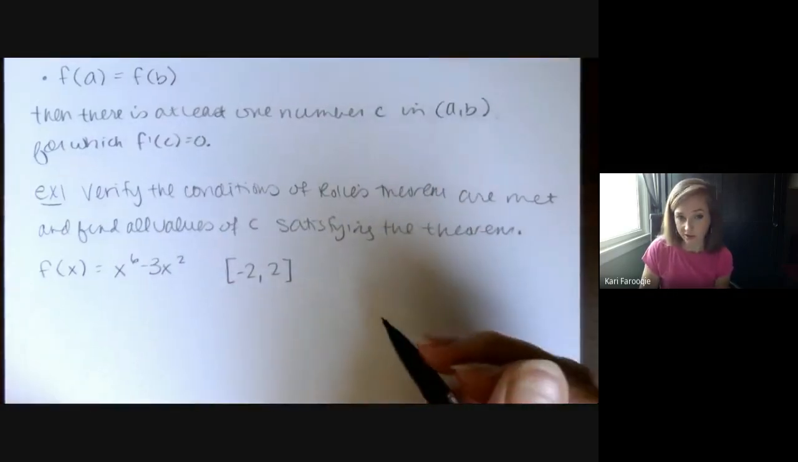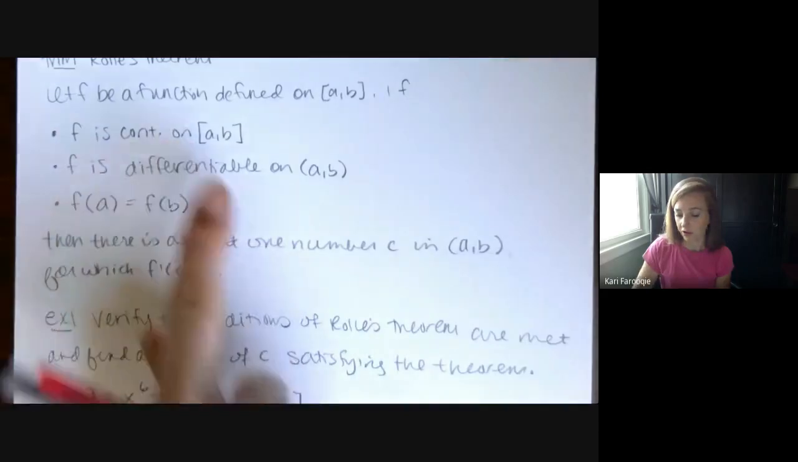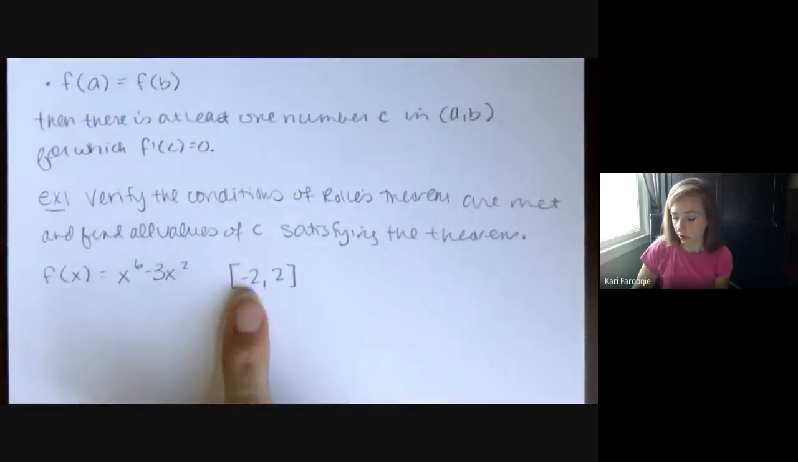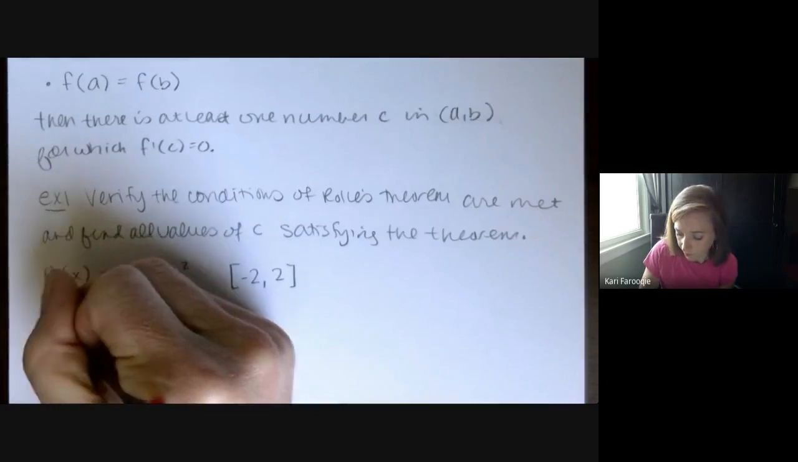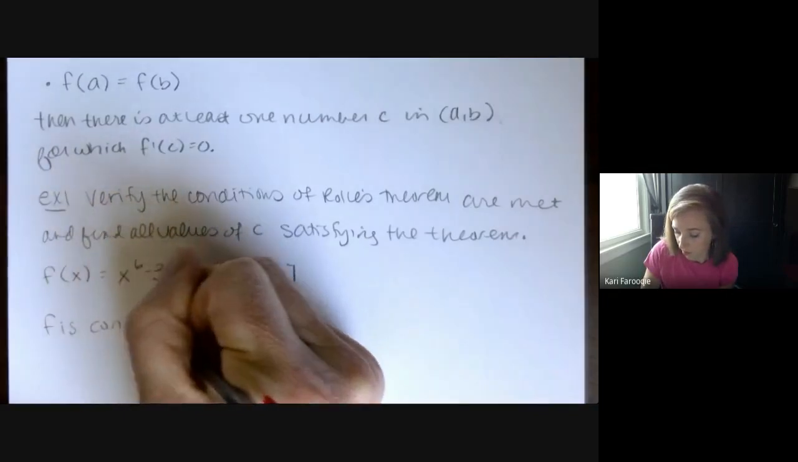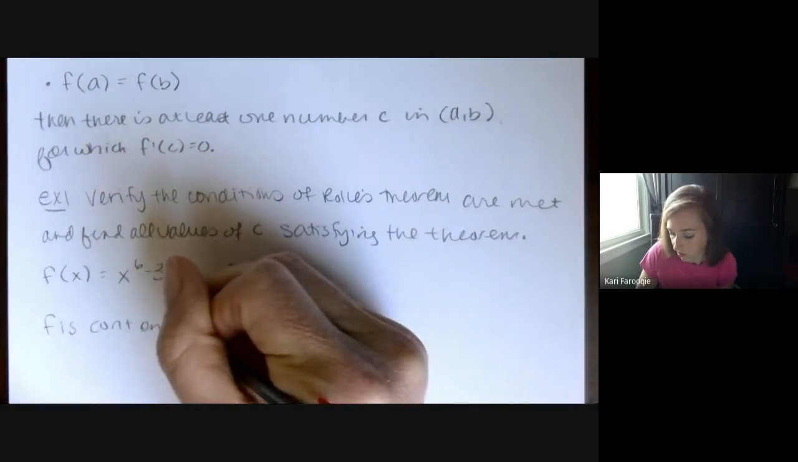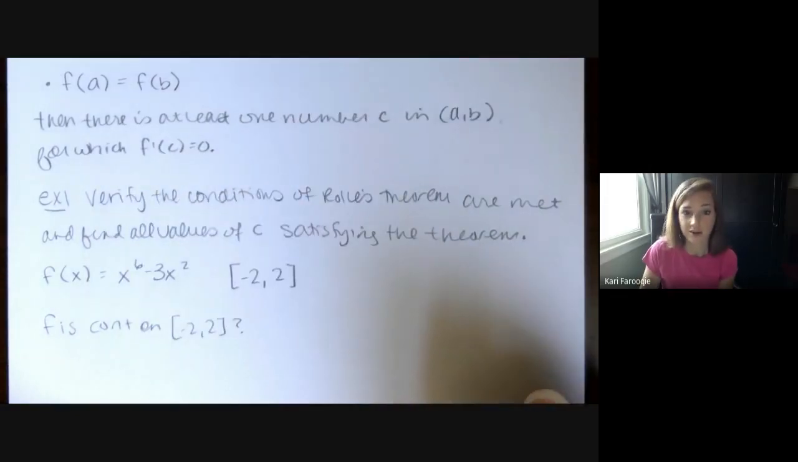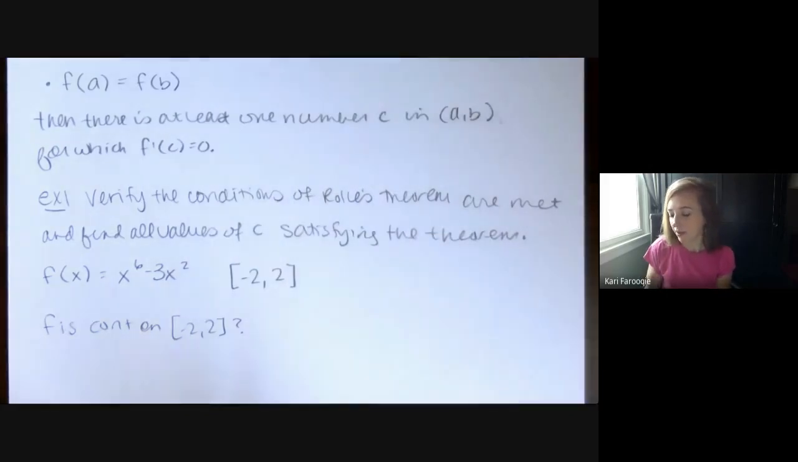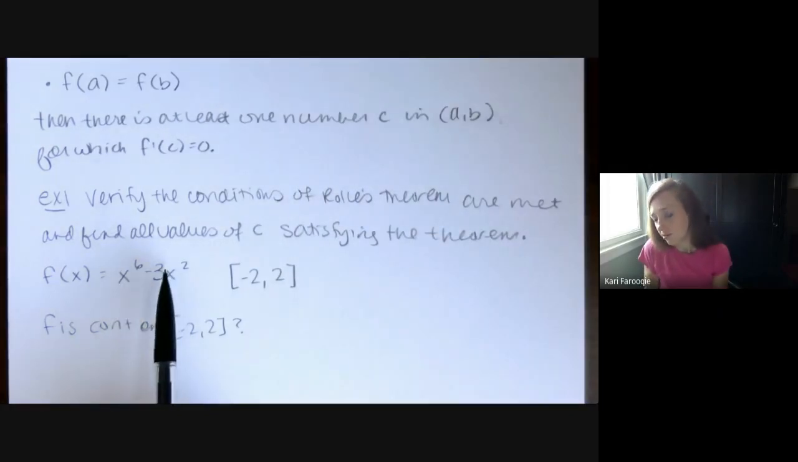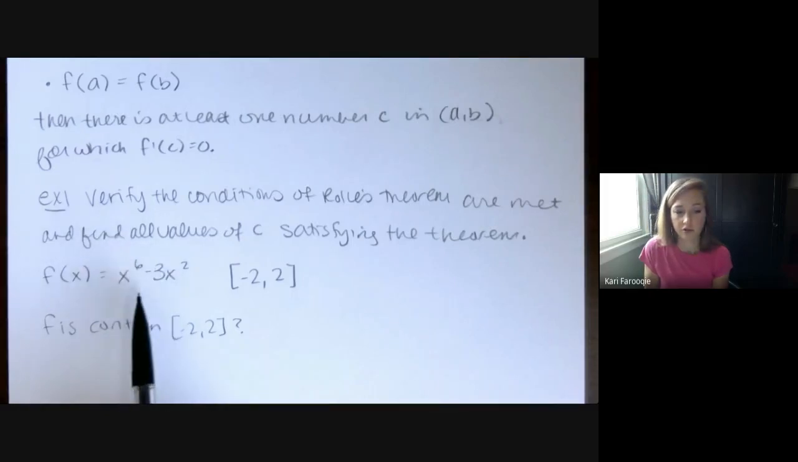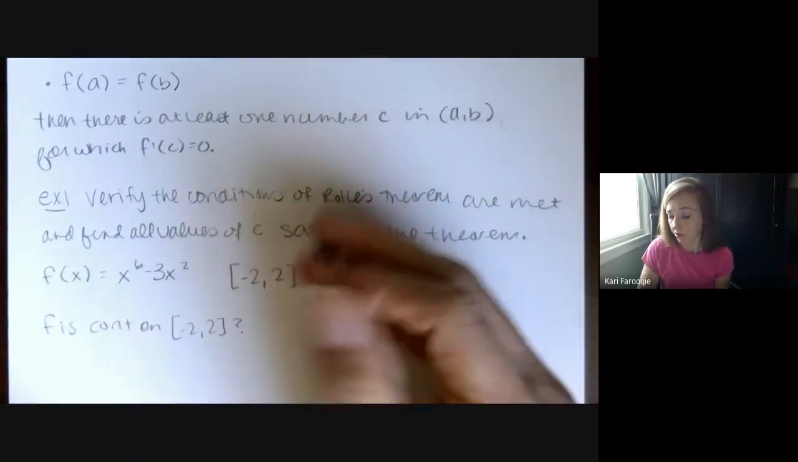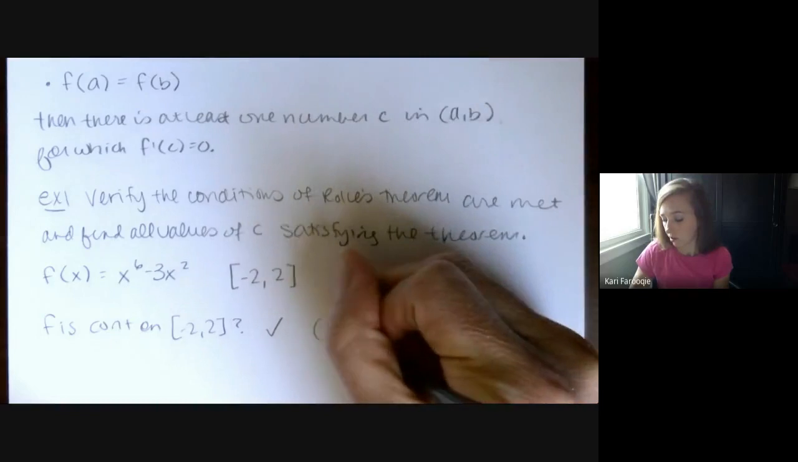Okay, so let's look at these conditions. The first one is that your function is continuous on the interval, in our case, from -2 to 2. So we're asking ourselves, f is continuous on the interval. Well, look at it. You tell me. I'll tell you, because technically you can't tell me because you're asynchronous. This is a polynomial function. A polynomial function is continuous for all real numbers. So yes, it is continuous because it's a polynomial.